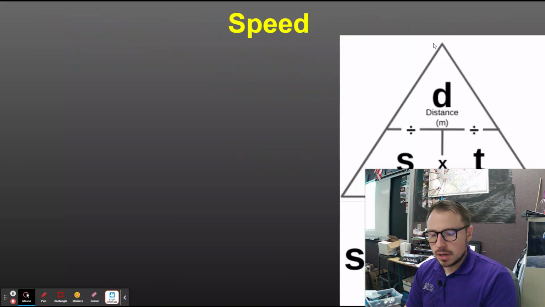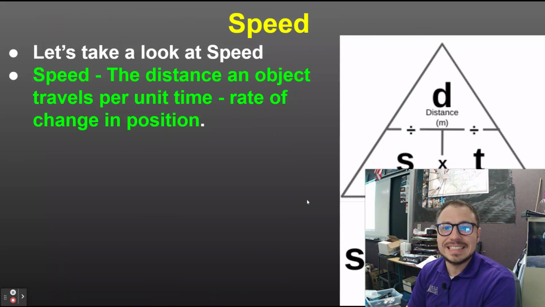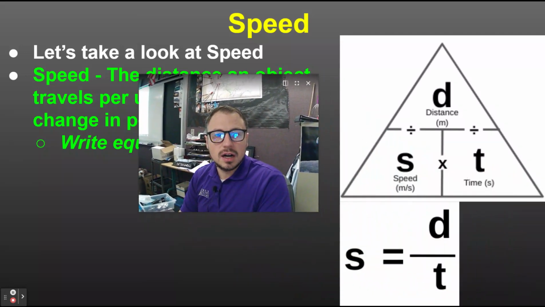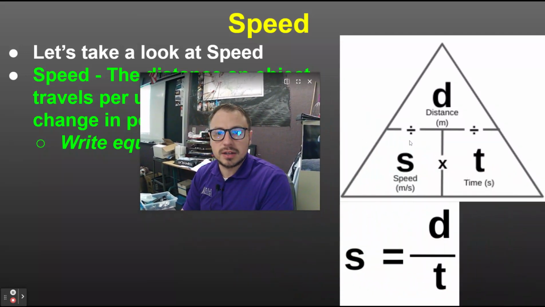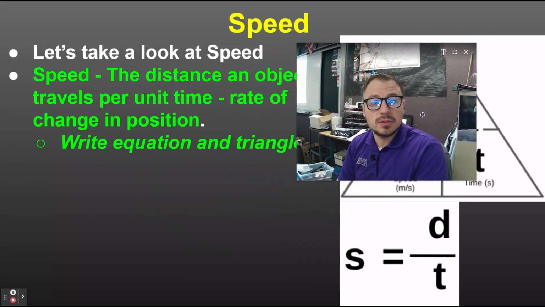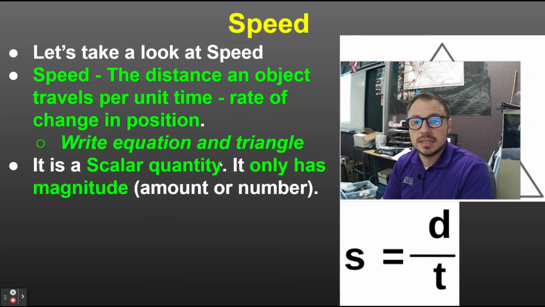All right. So let's just go over speed, right? So speed is the distance an object travels per unit time, the rate of change of position. So you can see here I do have an equation off to the side, but I also have this triangle. This triangle will help us determine what equation we're going to use when we're calculating problems. So we'll get to that later, but you can see here the equation for speed equals distance divided by time.